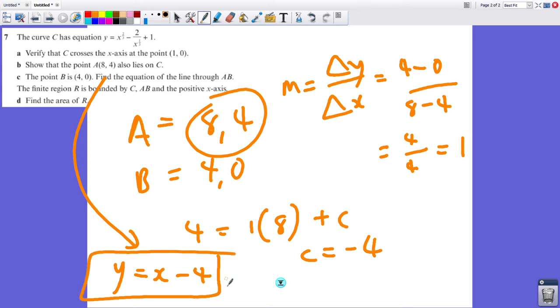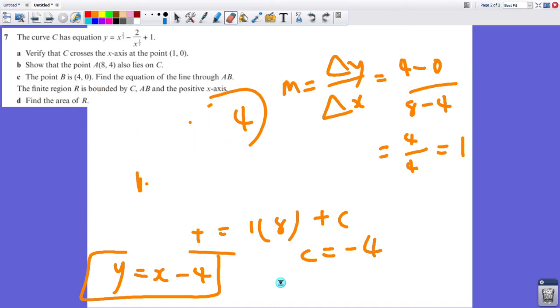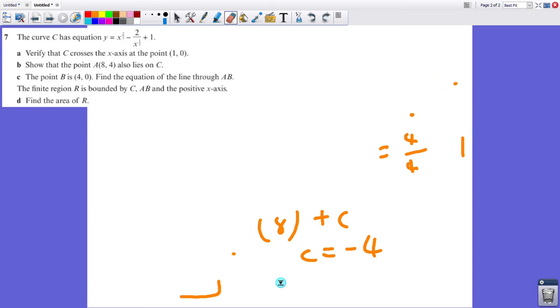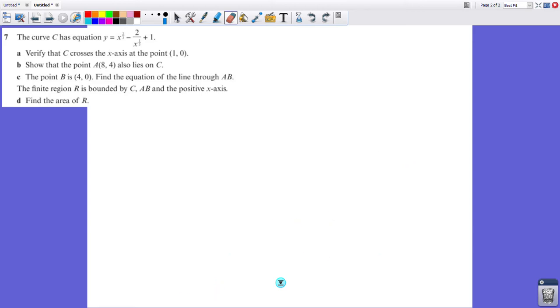As I mentioned at the start, part A, B and C are already just GCSE material. Part D, we'll have to use some A-level knowledge there. So part D says the finite region R is bound by the curve C, the line AB, and the positive x-axis, and we need to find the area of R.